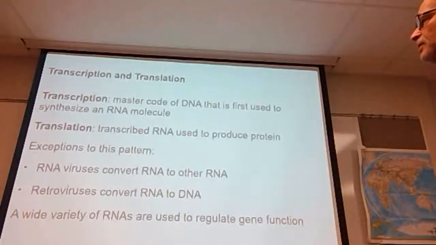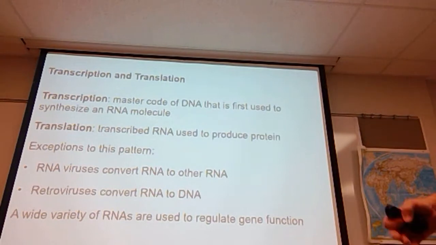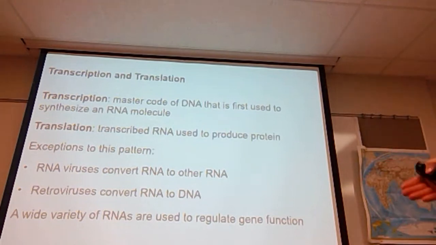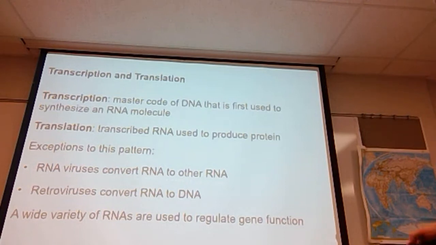Transcription and translation you should be familiar with. Transcription is where the master code of DNA is first used to synthesize a messenger RNA molecule. During translation, that messenger RNA is used to make a protein. There are a few exceptions to the rule that DNA makes RNA, RNA makes protein. There are some RNA viruses that can convert their RNA to another RNA. And there are some retroviruses that convert their RNA to DNA. And there is a wide variety of different RNAs used to regulate gene function.